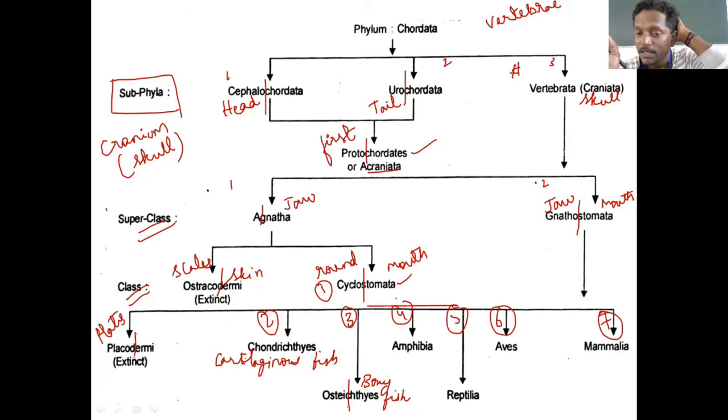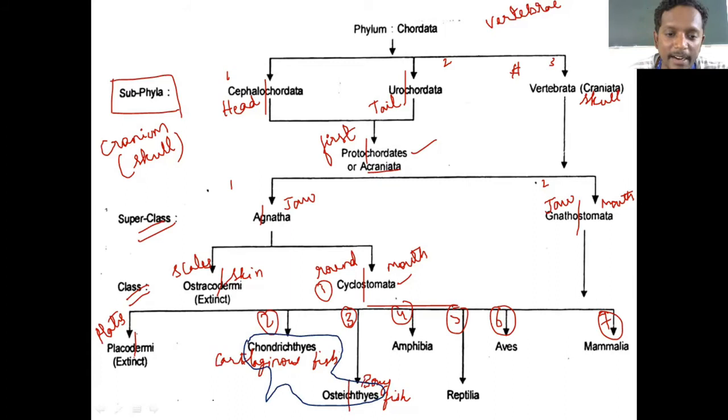See, in some classifications, Chondrichthyes and Osteichthyes, these two will be collectively considered as super class Pisces. Pisces is a Greek term, meaning fishes. Super class Pisces, class Chondrichthyes and class Osteichthyes. Pisces means fishes, okay, not spices, Pisces.